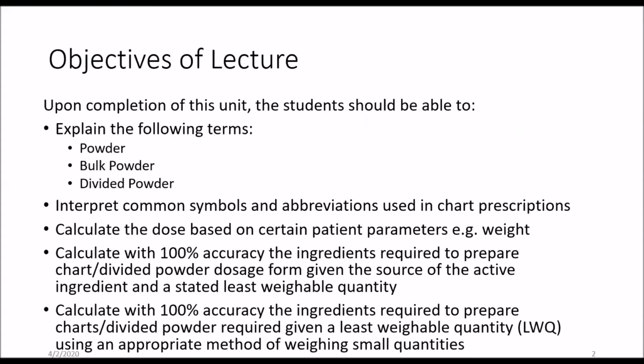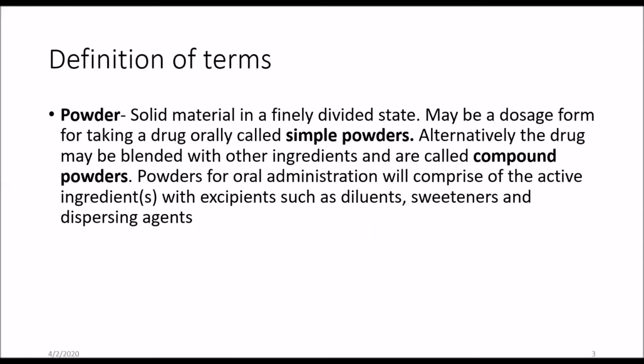So these are the objectives for the lecture. And just to summarize what the objective is saying, we are going to be looking at the different sources of active ingredients that we may encounter while we are calculating ingredients for preparing charts or divided powder. And we're also going to be looking at how we apply the methods of weighing small quantities in this particular area. So we want to look at some definitions.